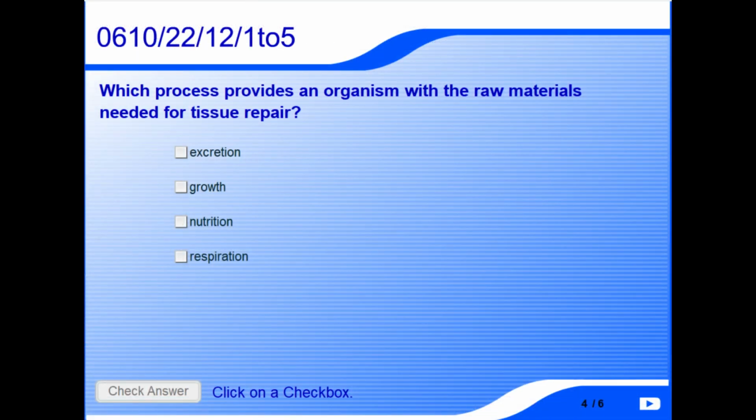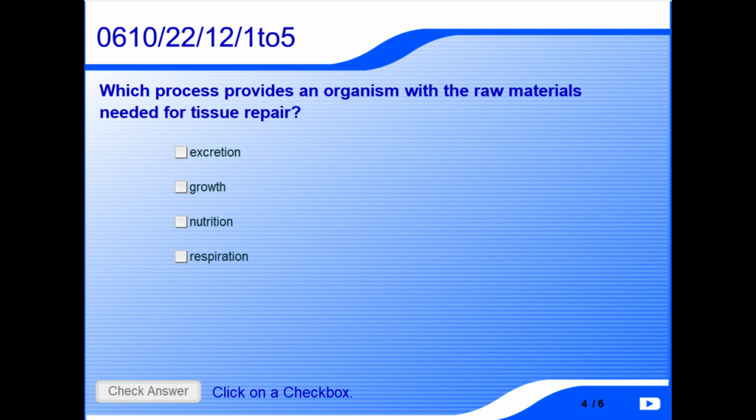The keywords or phrases in the first question are provides, raw material and tissue repair. This question is asking how we can provide, which means how we can give. So the answer for this is nutrition, as nutrition provides the raw materials such as protein for the tissue repair. We should know why other options are not correct for this question. Let us see them one by one.